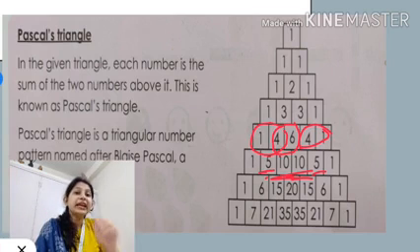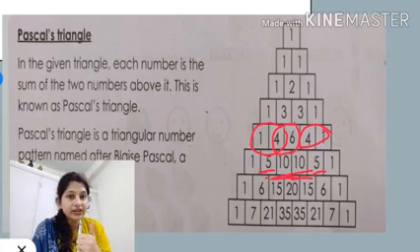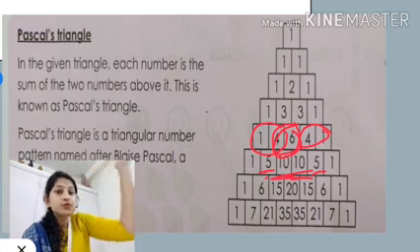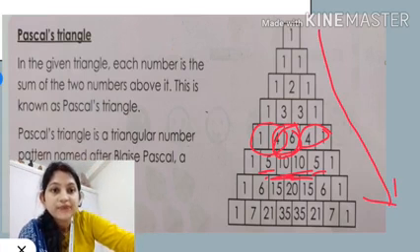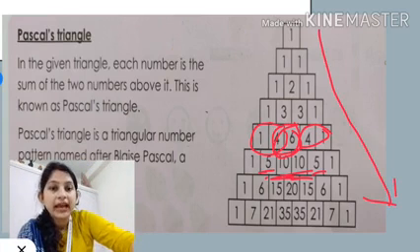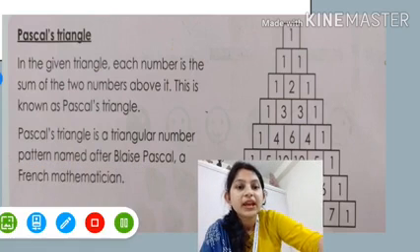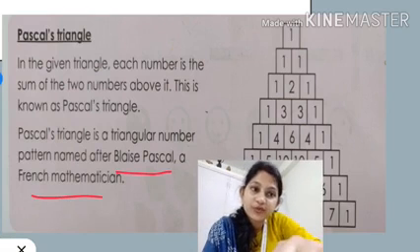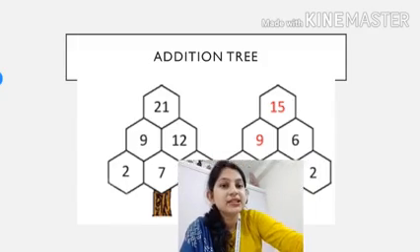Every time each number is the sum of the two numbers above. You can see the whole way it is like that only. That particular number is addition of upper two numbers. And who has proposed this Pascal's triangle? Pascal's triangle is a triangular pattern named after Blaise Pascal, a French mathematician. Okay. Now let's move ahead and see, just like a Pascal's triangle.